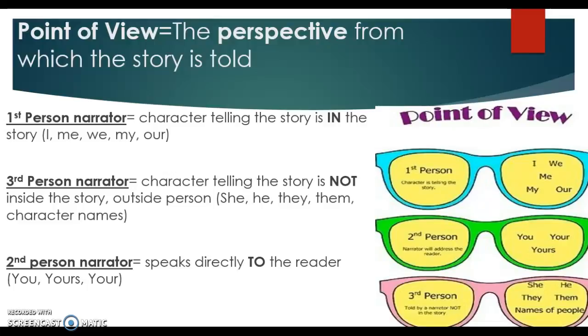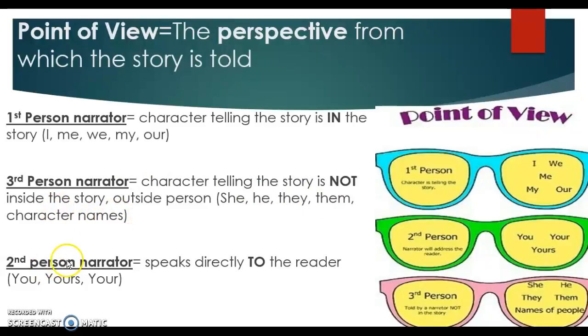And we talk about three main types of narrators. So a first person narrator is when the character telling the story is in the story. And you will see clue words like the ones in the parentheses here: I, me, we, my, and our. A third person narrator is when the character who tells the story is not inside the story. It's an outside perspective, an outside person. And you will see pronouns like she, he, they, them, or characters' names.